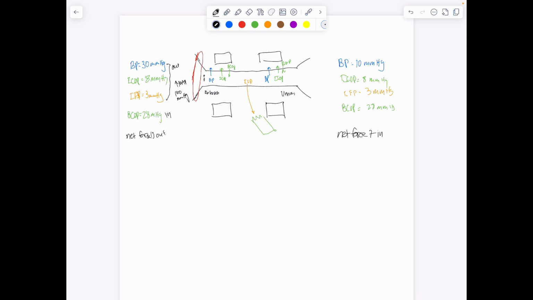As you can see, they're pretty similar, but a little bit of things are happening. And the reason that the blood pressure is decreasing is because of the friction that is happening as it's going along.